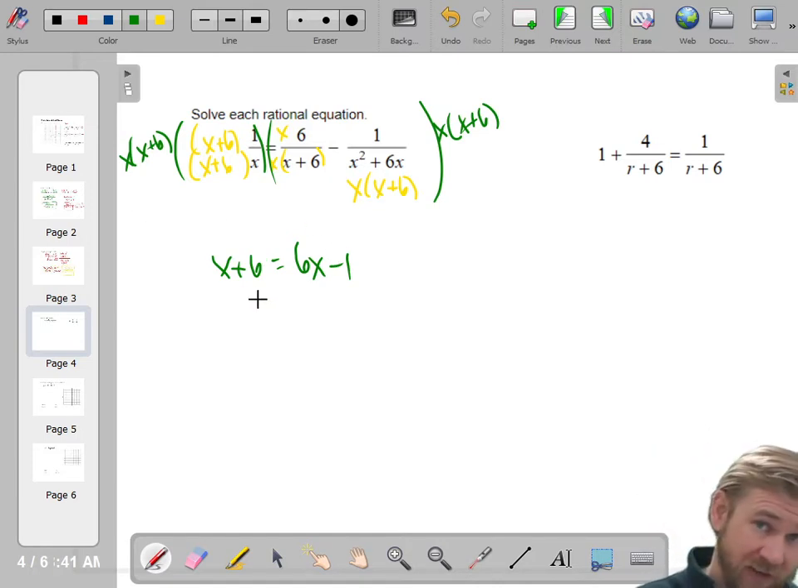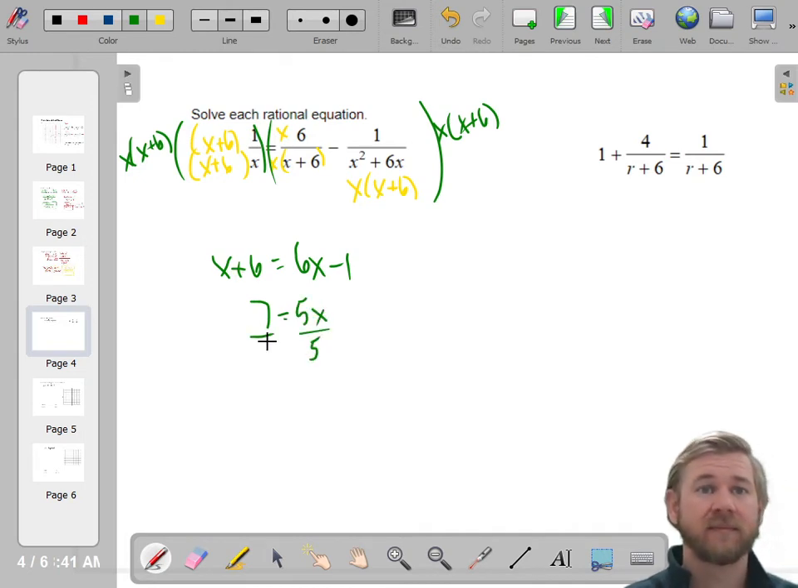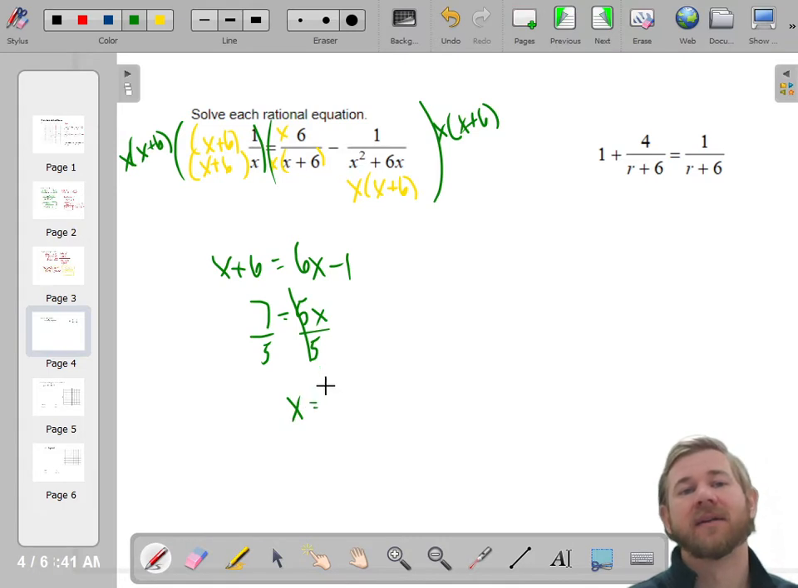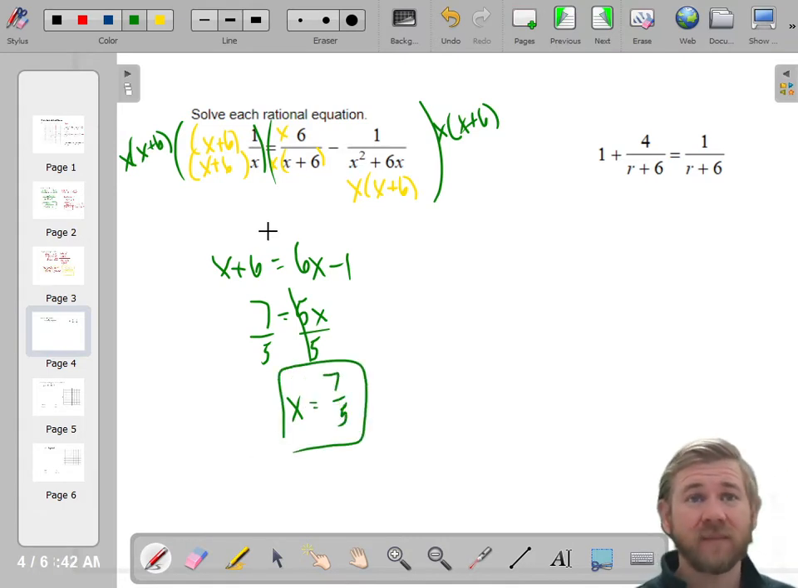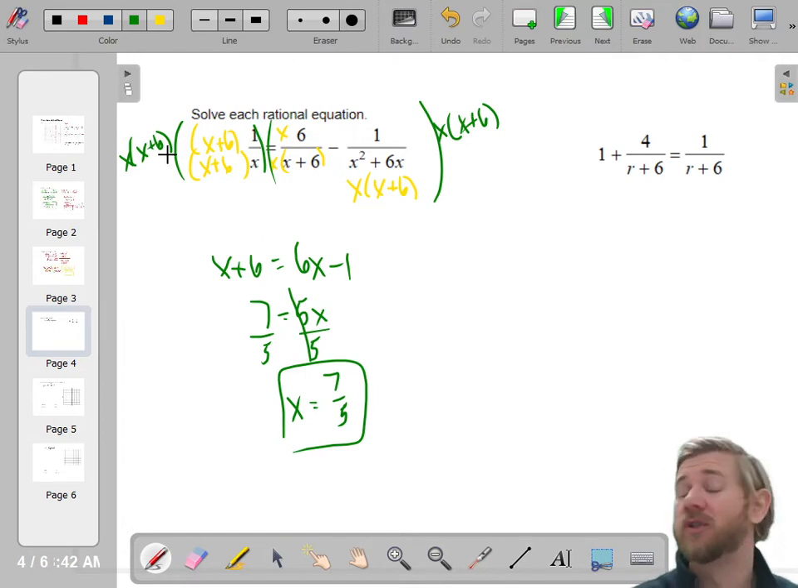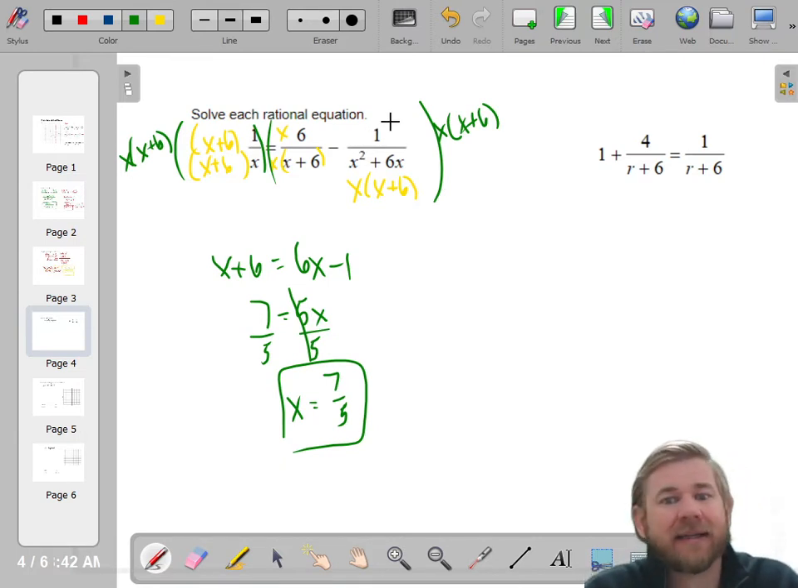I'm going to add 1 to both sides. I'm going to subtract x on both sides. Divide by 5 and I get x equals 7 over 5. Or you can say it's 1.4 if you want. That's it. Once you get a common denominator, you can just focus on the numerator, and it's usually really easy. Sometimes you have to factor a little bit, but like, come on guys, not a big deal.